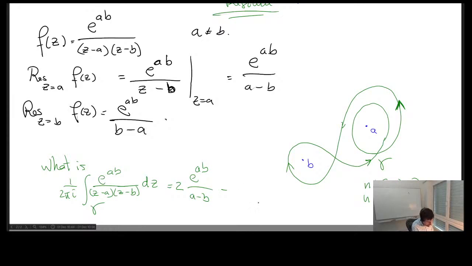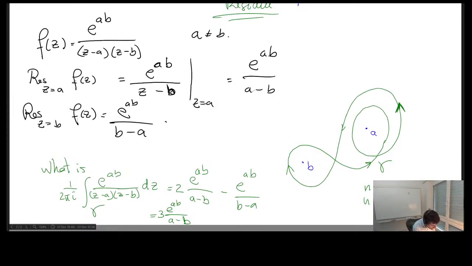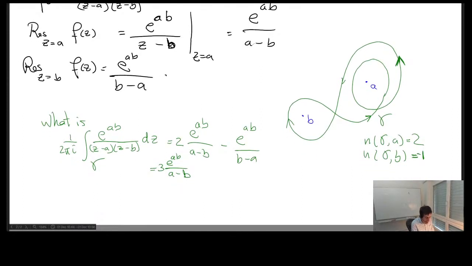Right, minus the residue at one times the residue at B minus A, right? But this is just 3 times e to the AB, A minus B. Okay, if B is equal to A, the residue takes just 30 more seconds to compute. I recommend you just try it before you go look in the book about how to.